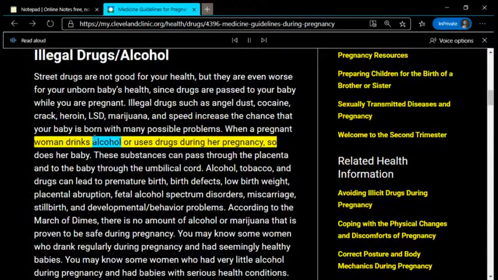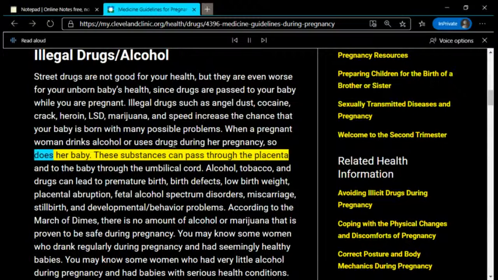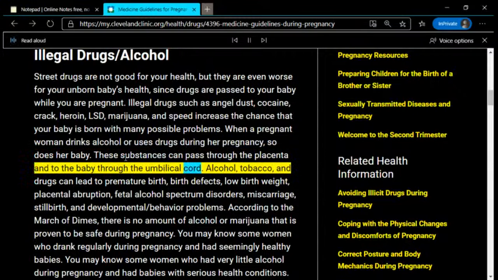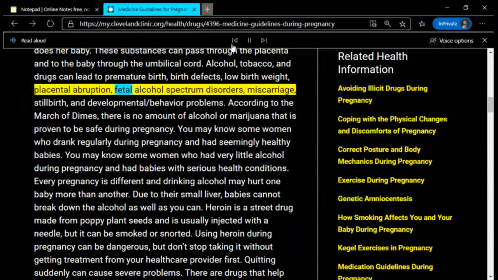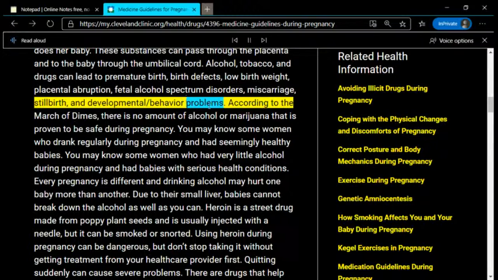When a pregnant woman drinks alcohol or uses drugs during her pregnancy, so does her baby. These substances can pass through the placenta and to the baby through the umbilical cord. Alcohol, tobacco, and drugs can lead to premature birth, birth defects, low birth weight, placental abruption, fetal alcohol spectrum disorders, miscarriage, stillbirth, and developmental behavior problems.